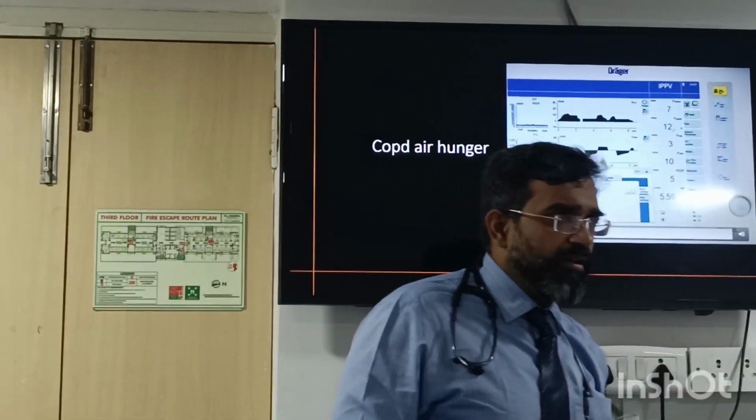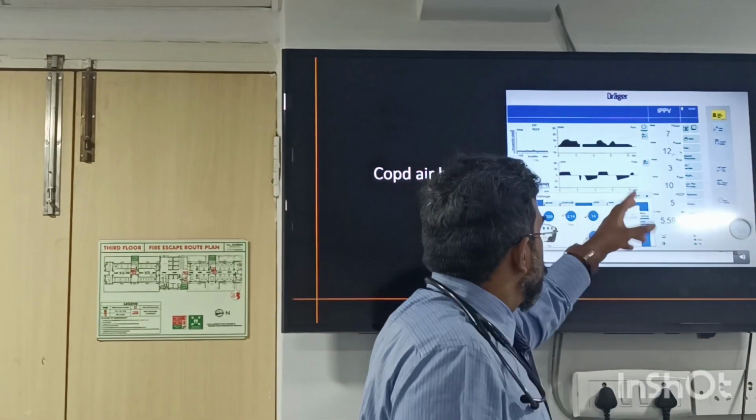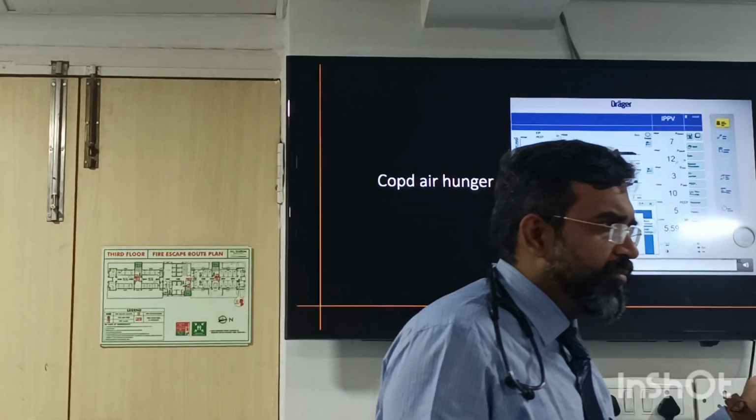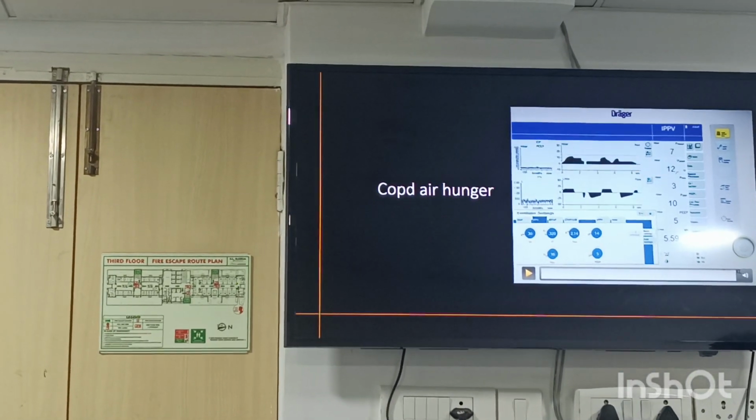This is air hunger. You understand? Because it's volume controlled, the volume remains the same. If I show the volume waveform, it remains the same. Are you understanding? So in air hunger, in COPD patients, what can occur?